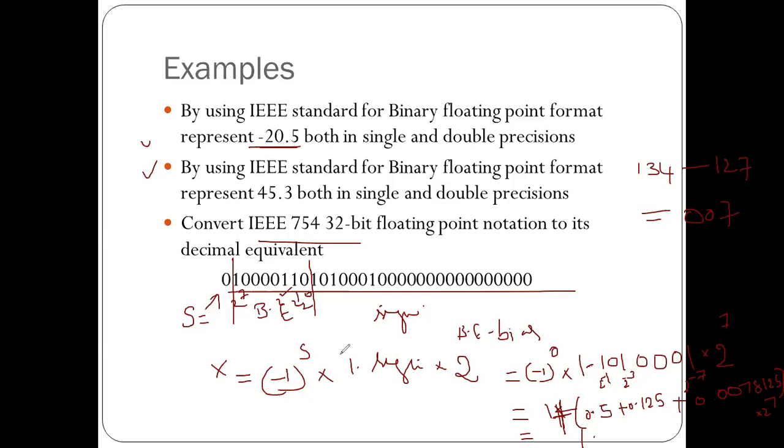0.6328. This is anyway 1 plus is there. So 1 dot 6328125 into 2 power 7, which is nothing but 128. So how much is the total value?